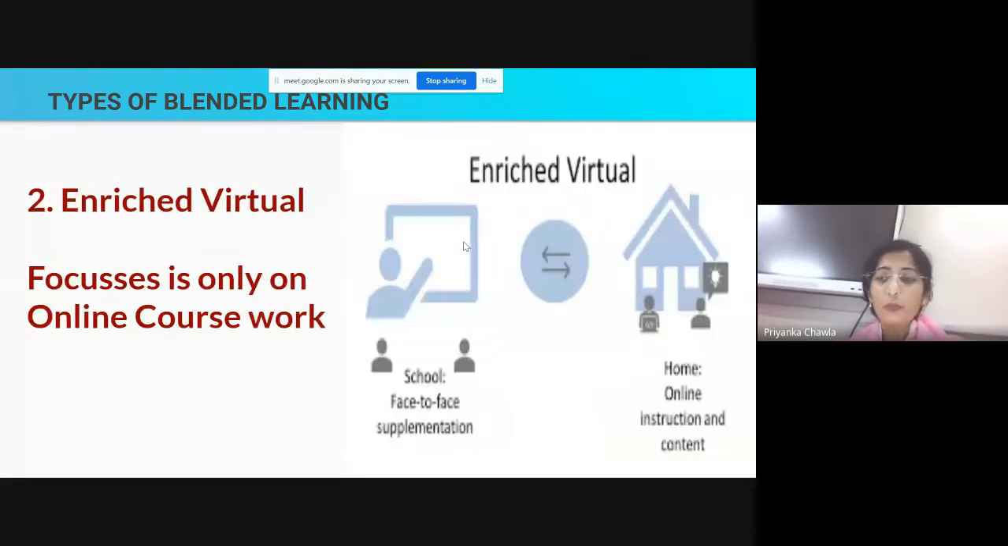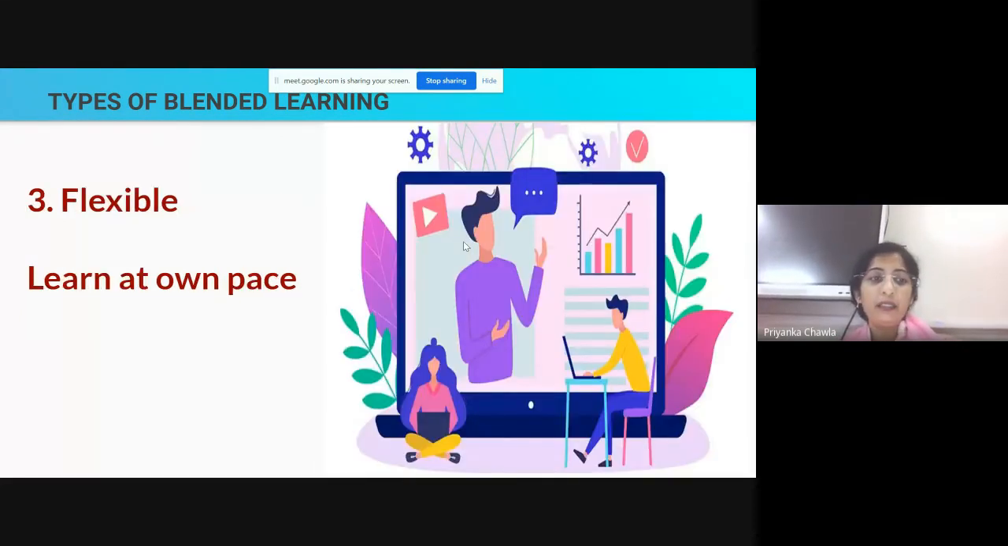Second is enriched virtual. Enriched virtual means the focus is given only on online courses. That means we can say that the teacher is required only when they have a doubt. Most of the students are handling only online instructions. They are following only online instructions, but only in case of doubt do they require teachers.